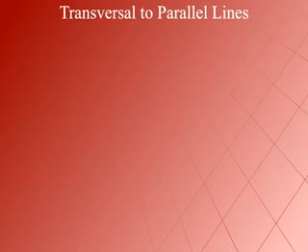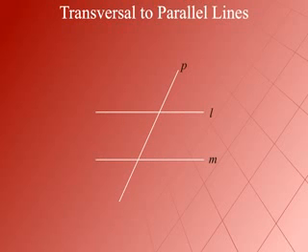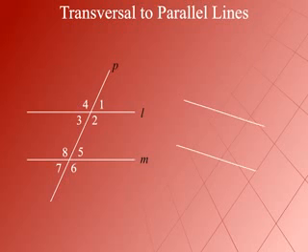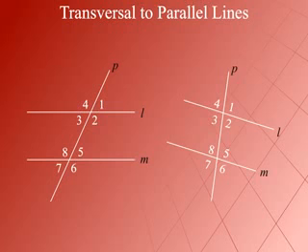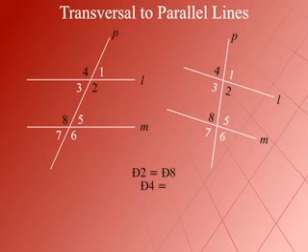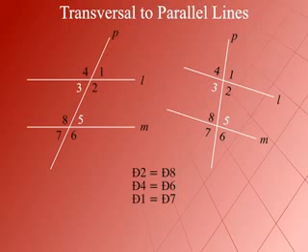Transversal to parallel lines. When a transversal intersects two parallel lines, 8 angles are formed, whatever may be the position of parallel lines or the transversal. If we measure the angles, we find angle 2 is equal to angle 8, angle 4 is equal to angle 6, angle 1 is equal to angle 7 and angle 3 is equal to angle 5.